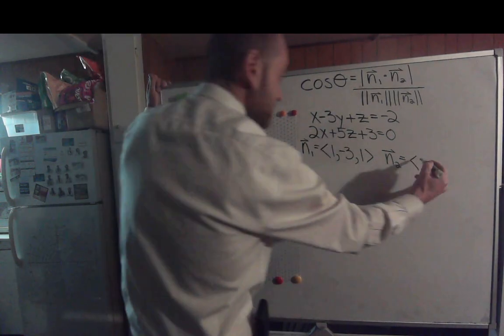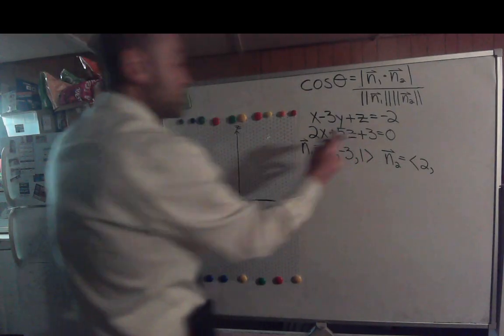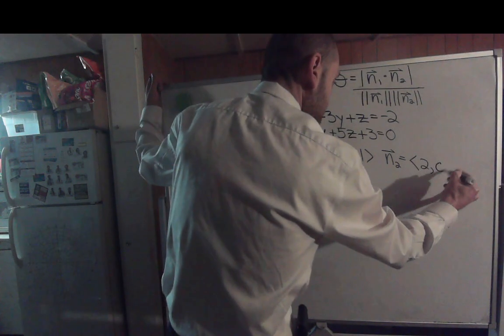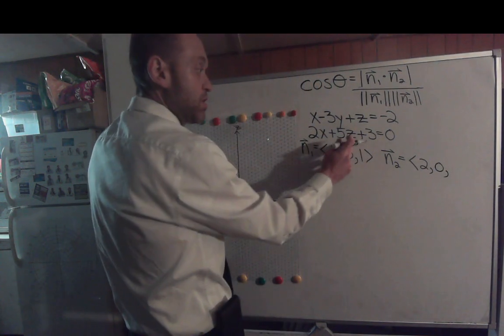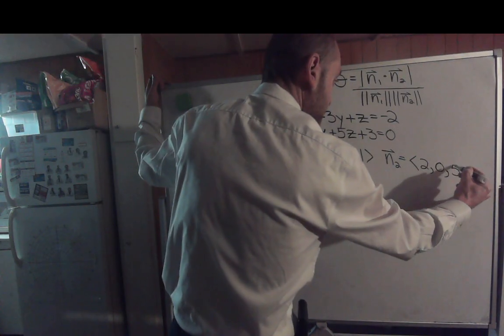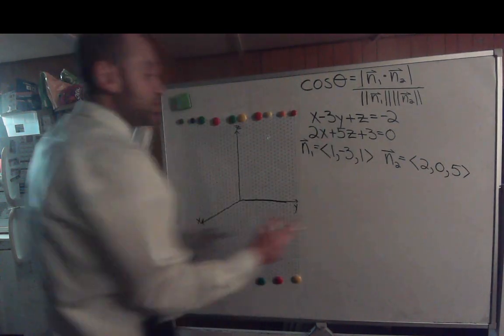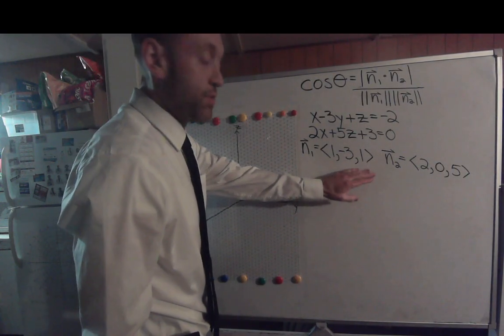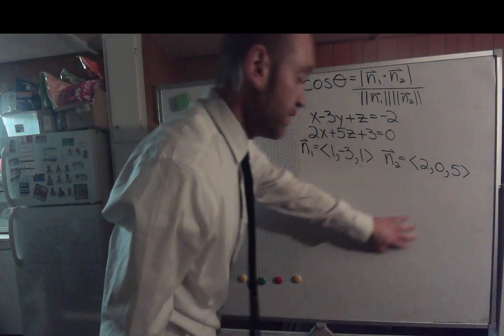Coefficient on x is 2. Notice we don't have a y term, so that means the coefficient on y is 0. And then the coefficient on z is +5. So now we have our 2 normal vectors, (1, -3, 1) and (2, 0, 5).